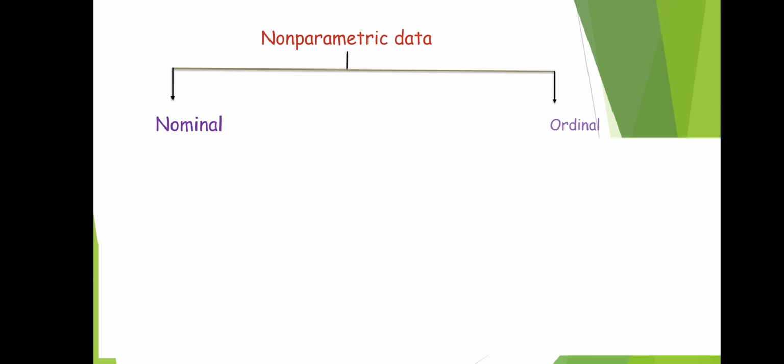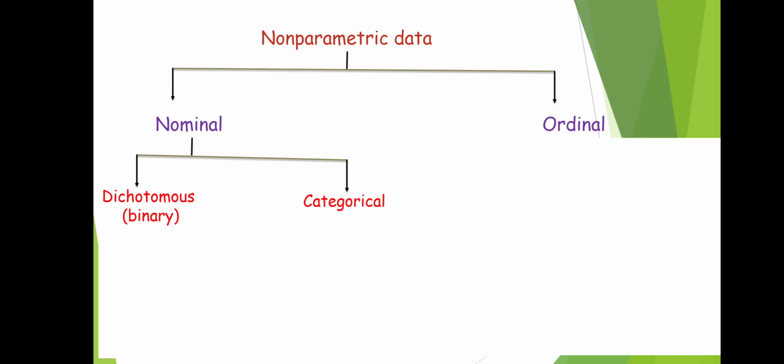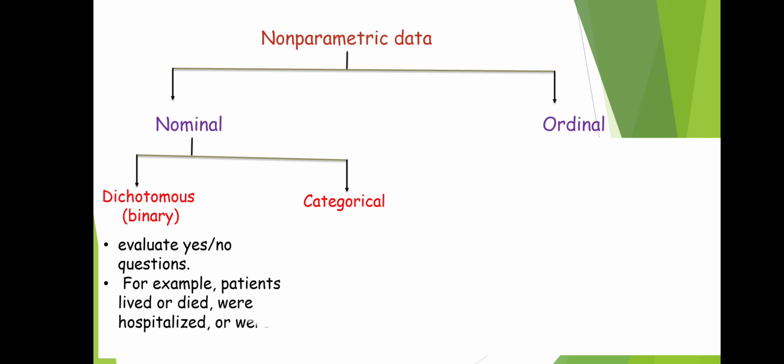Now non-parametric variables are of two types, nominal and ordinal. Nominal is again of two types, dichotomous and categorical. Dichotomous, di means two or binary. So dichotomous means evaluating a yes or no question. For example, patients lived or died, were hospitalized or were not hospitalized, whether you are healthy or not healthy. So just by observing we can judge. That is dichotomous, and here there are only two options, either yes or no, either you are dead or you are alive.